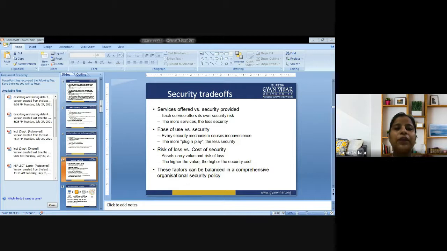Security trade-off. It is a situation that involves losing one quality or aspect of something in return for gaining another quality or aspect. Trade-off meaning is the same. We are supposed to lose something in order to gain something. So it could involve losing one quality or aspect of something in return for gaining another quality or aspect.